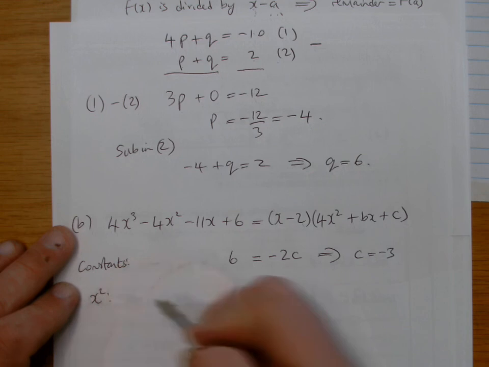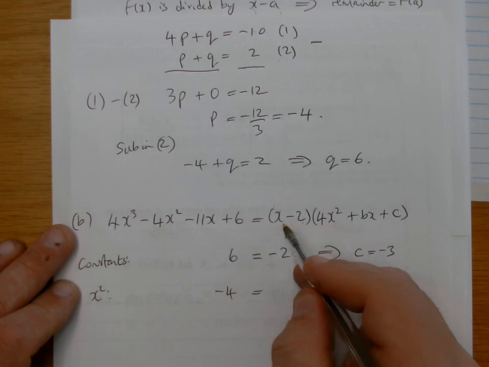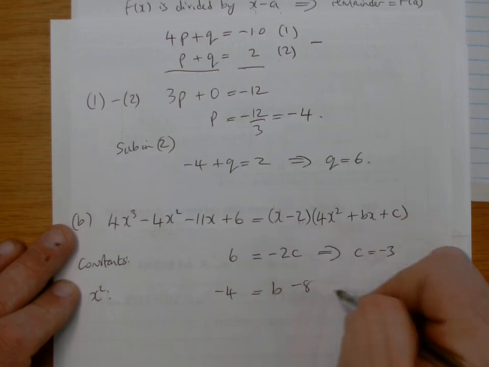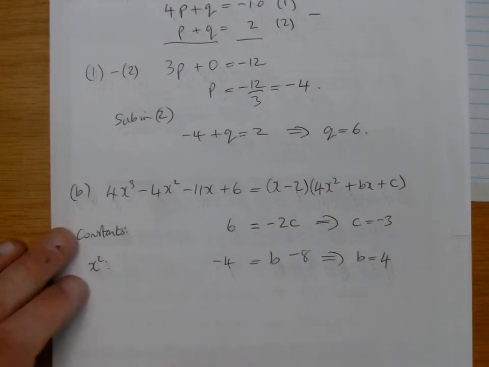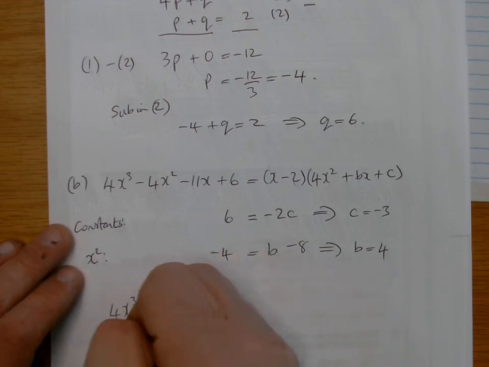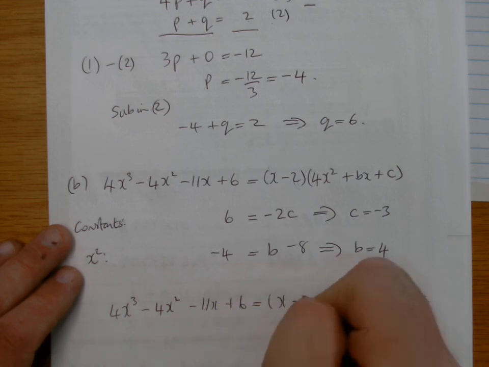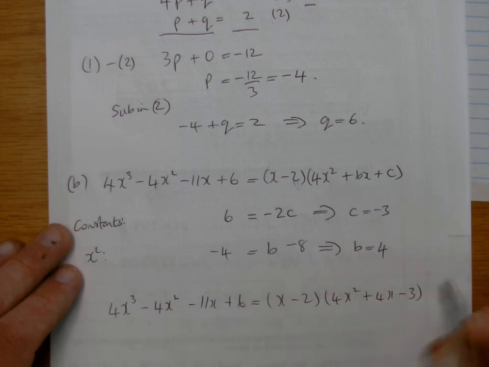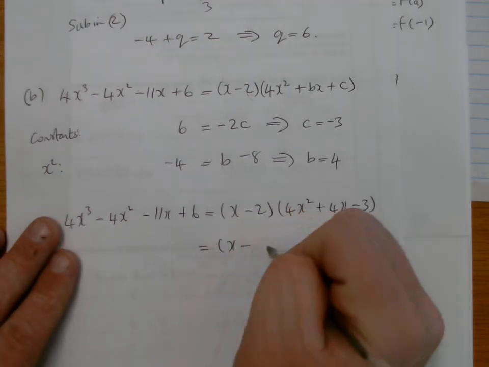And if we look at the x squared, I've got minus 4 there in front of the x squared. And the x squared here, well, it'll be x times bx, which is b, and minus 2 times 4, which is minus 8. That implies then that b is equal to 4. Okay? So, plug it in. 4x cubed minus 4x squared minus 11x plus 6 is x minus 2 times 4x squared plus 4x minus 3. Okay, so then you can go and factorize this into a pair of brackets.